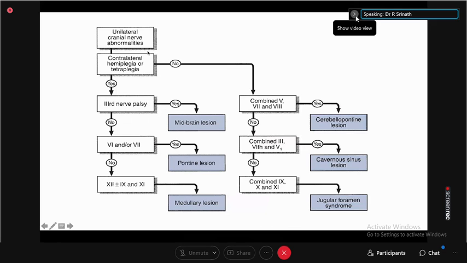Whenever there is no such hemiplegia or tetraplegia, whereas combined 5th, 7th and 8th, it is possibly CP angle, cerebellopontine angle, which I already mentioned. Whenever there is combined third, fourth, and V1, definitely you have to look for cavernous sinus. 9th, 10th, 11th, you have to look for jugular foramen or skull base syndromes.